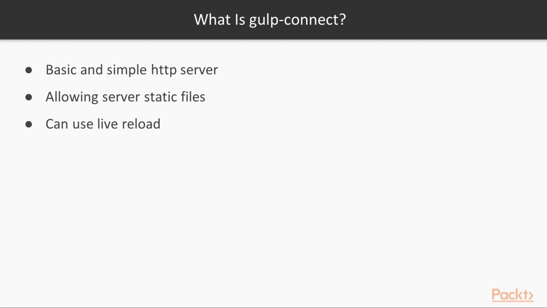Gulp Connect is a Gulp plugin that wraps the HTTP library of Node.js. It's a very basic and simple server that is perfect for this application because it handles HTML, JavaScript, and images, which are static files, very well. It also has the capability to do live reload.